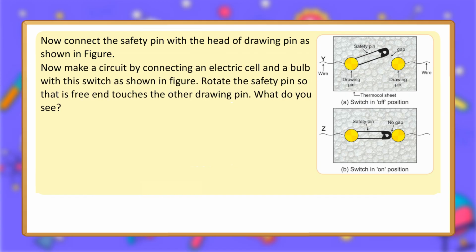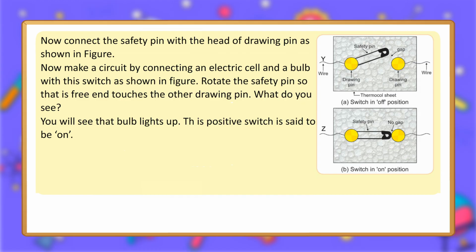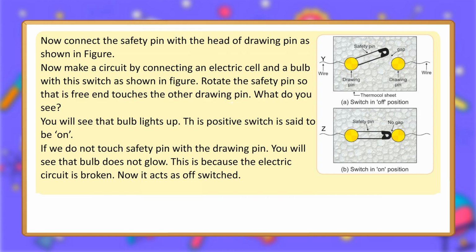Now make a circuit by connecting an electric cell and a bulb with this switch as shown in the figure. Rotate the safety pin so that it is free and touches the other drawing pin. What do you see? You will see that the bulb lights up. This position of the switch is said to be on. If we do not touch the safety pin with the drawing pin, you will see that the bulb does not glow. This is because the electric circuit is broken. Now it acts as an off switch.